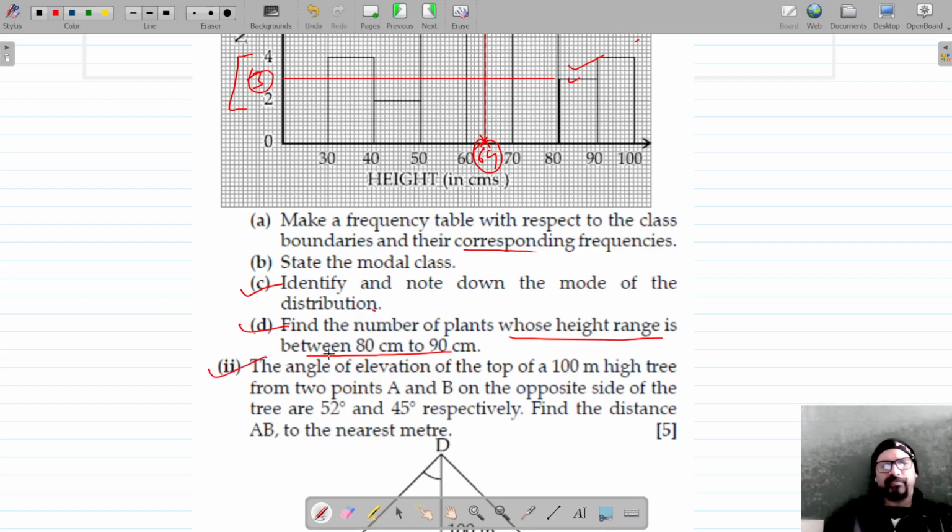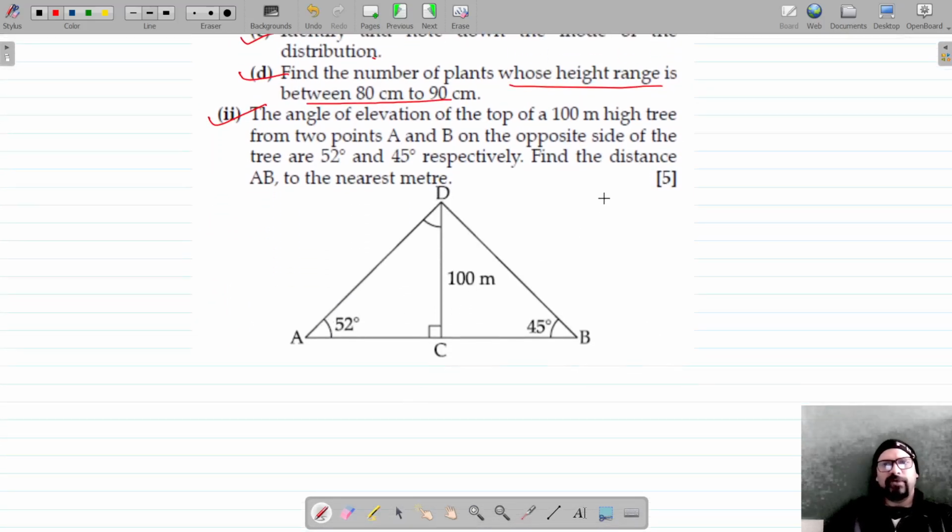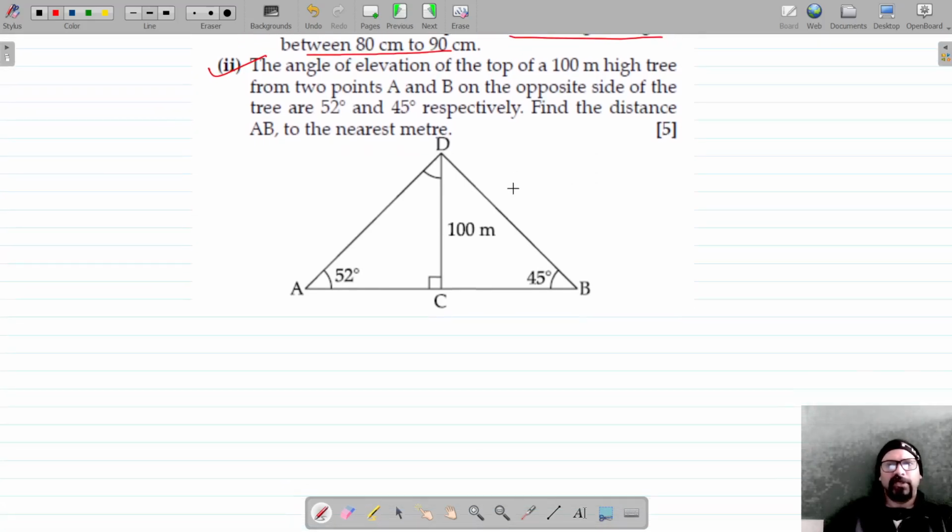Then the next one. The angle of elevation of the top of a 100-meter high tree from two points A and B on the opposite sides of the tree are 52 and 45 degrees respectively. We have to find the distance AB to the nearest meter. All these are right angle triangles. We have to find AB, and AB will be AC plus CB.